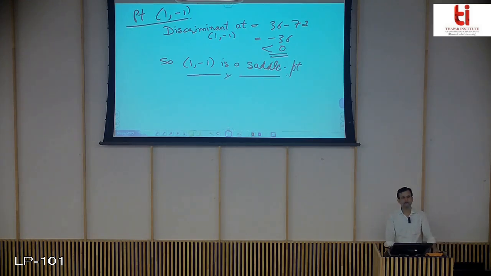So now we have found that for the given function f(x, y), you got two critical points, and one of the critical points, (0, 0), is a point of local minima, and the other is a saddle point. So this completes the result for the given question.